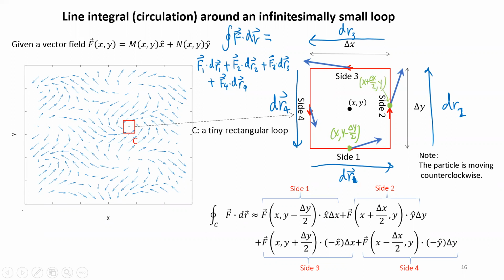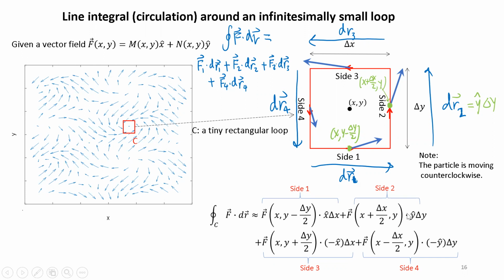Okay. And when I'm walking along this vertical line, my dr2, of course, is in the y hat direction, right, with the length delta y. So that's why this is my side 2.